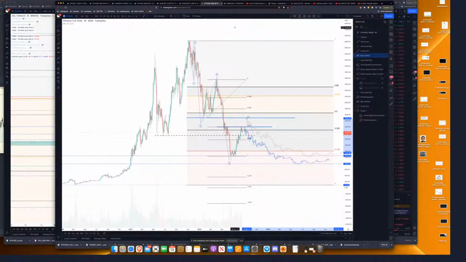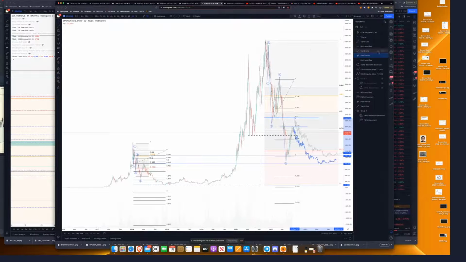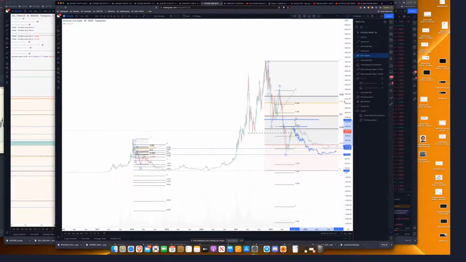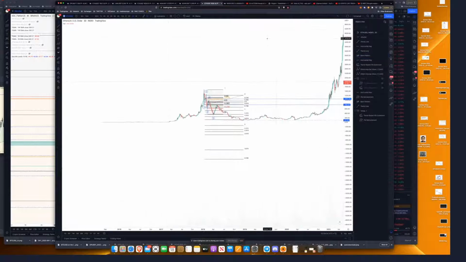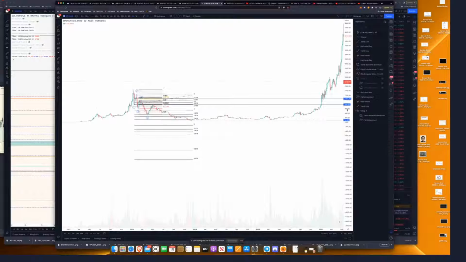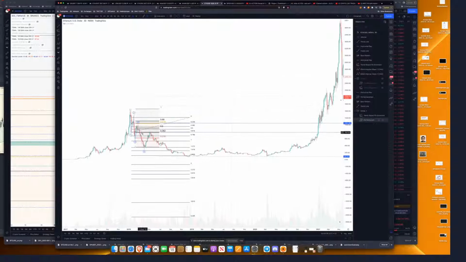Let's see Ethereum. So what I have in Ethereum, I think it could play out. If you look at this historically, we had a 1, 2, 3, 4, 5 all the way down, and if you look at the bounce, it hit the 0.382, and if you do the Fibonacci extension, 0.618. So that was a strong resistance.